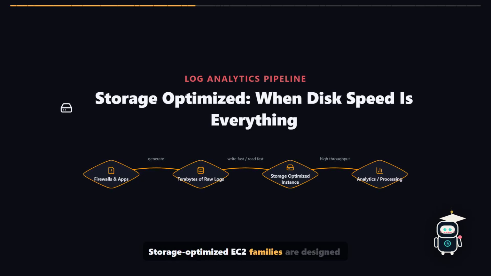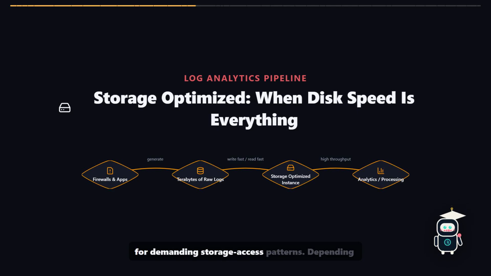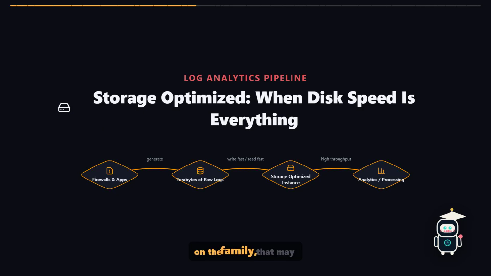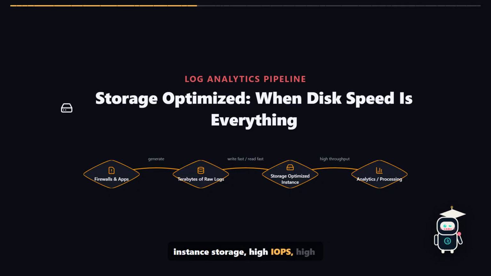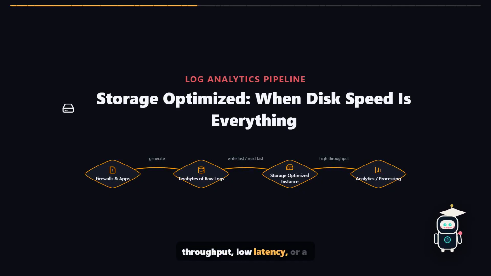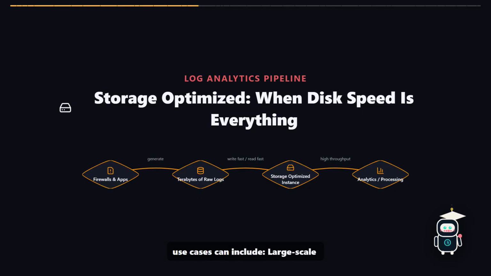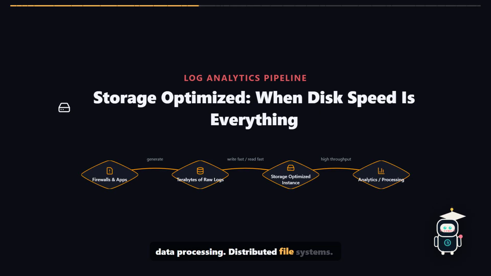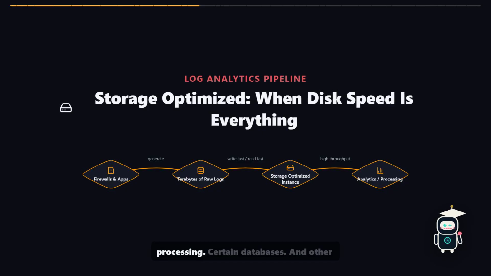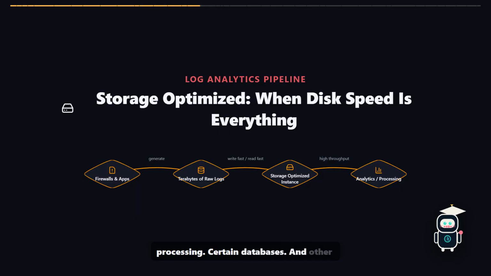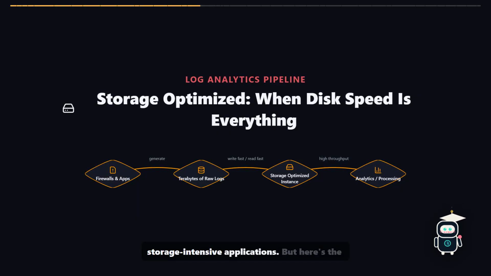Storage-optimized EC2 families are designed for demanding storage access patterns. Depending on the family, that may include large amounts of local instance storage, high IOPS, high throughput, low latency, or a combination of storage characteristics. Potential use cases can include large-scale data processing, distributed file systems, search workloads, data warehouses, log processing, certain databases, and other storage-intensive applications. But here's the critical architecture lesson.